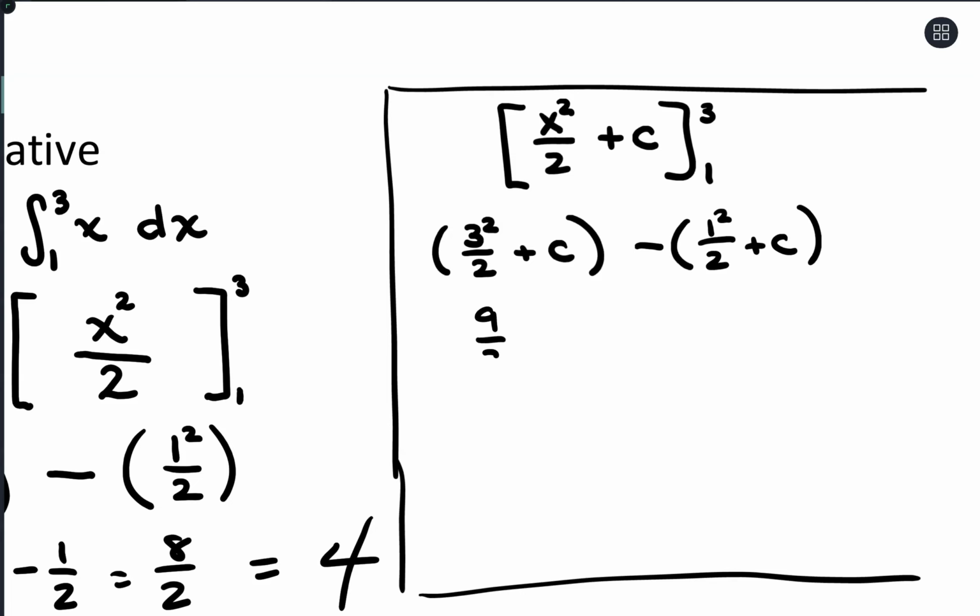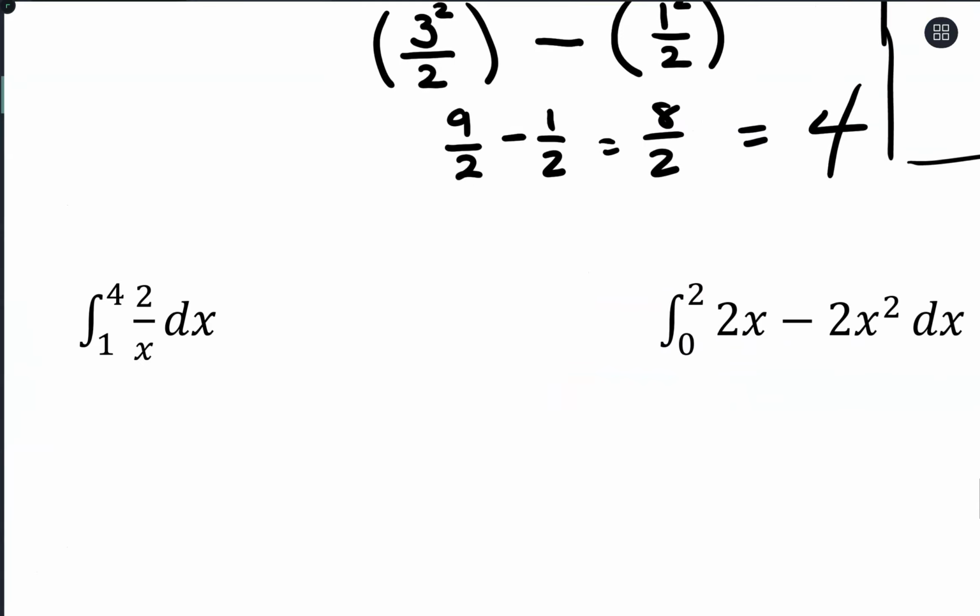So I'd have my 9 over 2 plus c minus 1 over 2, and that negative would distribute minus c. And that's going to happen every time where we'd have a plus c and a minus c, so it's always going to wipe out to 0. So if we're evaluating a definite integral, we don't need to worry about the plus c, because it's always going to cancel out through that subtraction. It's just when we have an indefinite integral, we always need c, because that could be part of our antiderivative function. But when we're plugging in values, it's going to turn into 0 with that subtraction.